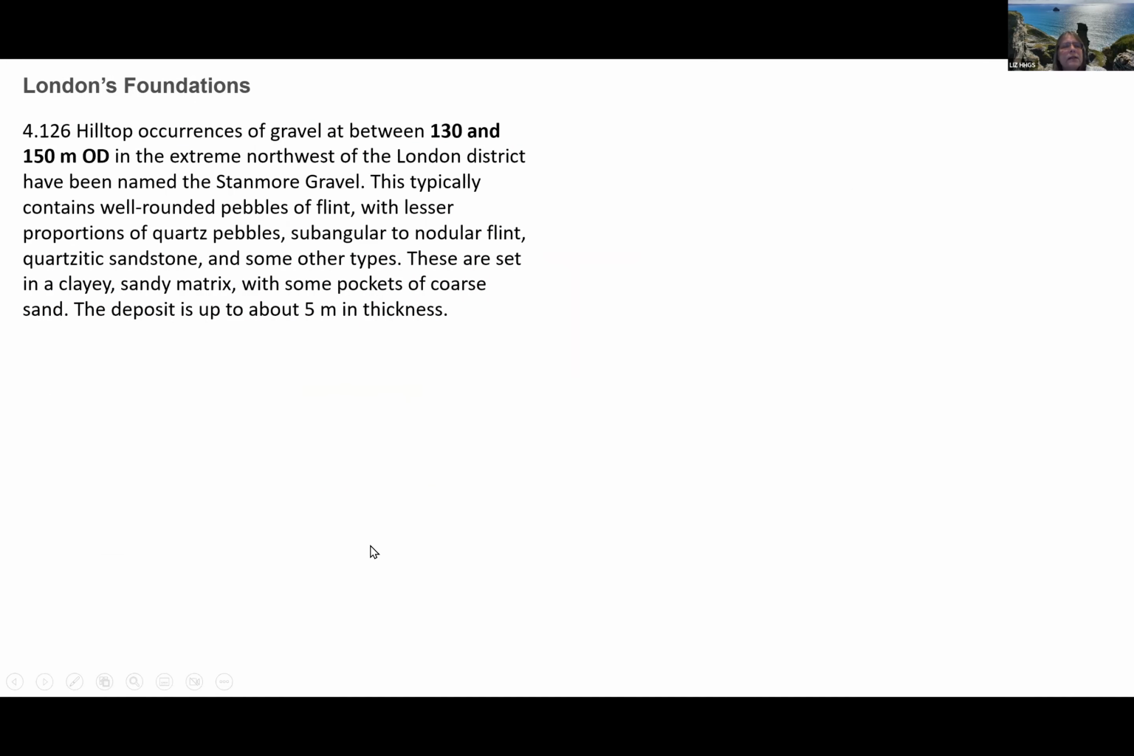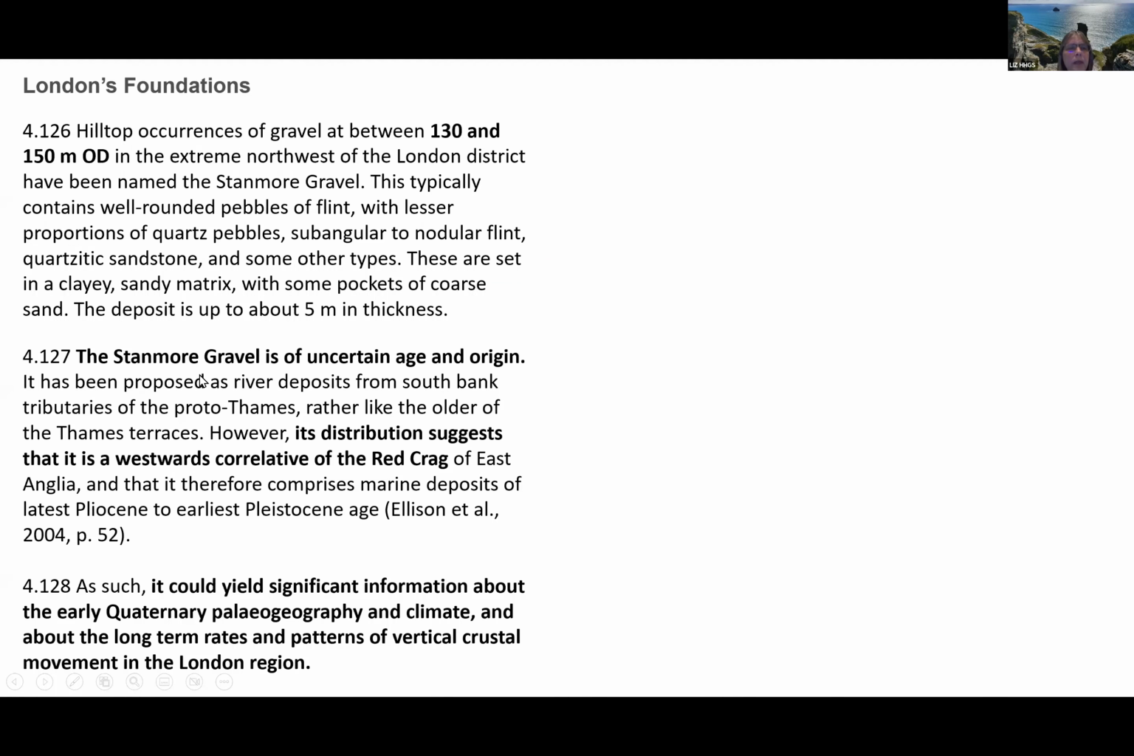Okay, this is London's Foundations again. It tells us that there are hilltop occurrences of gravel between 130 and 150 elevation, and a description that we've already seen, I think, in the BGS. Then the next point in London's Foundations says the Stanmore Gravel is of uncertain age. This is what I put on the original slide that I showed you as the introduction, where it says its distribution suggests that it's a westwards correlative of the Red Crag of East Anglia.